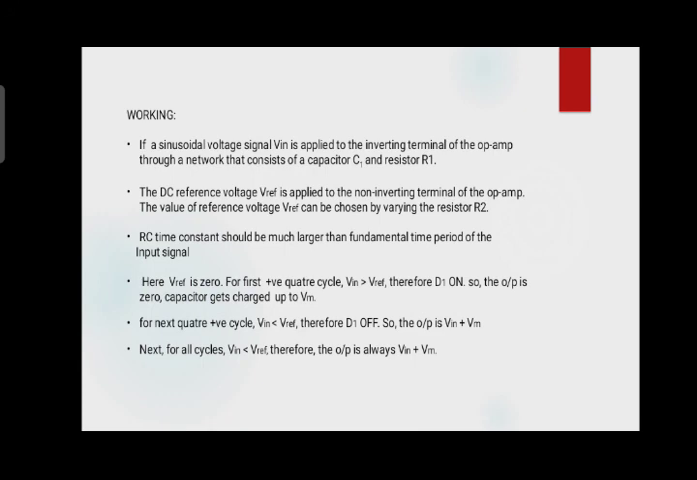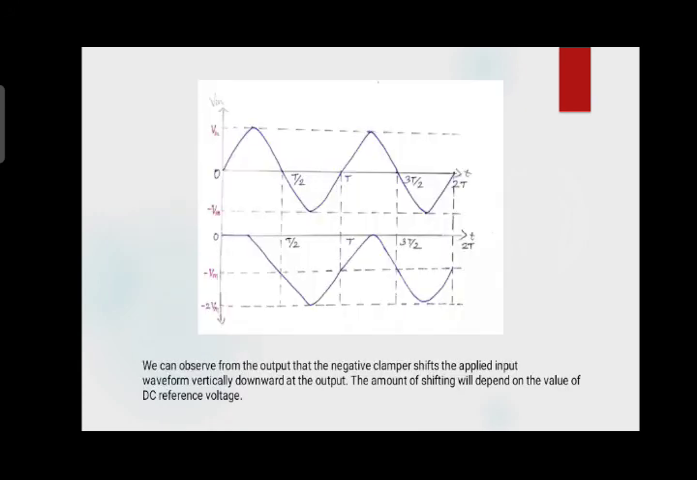For the next quadrature positive cycle, the Vin is less than the V reference. Therefore, the diode D1 becomes off. So the output is Vin plus Vm because the capacitor charged up to the value of Vm. Next, for all the cycles, the Vin is less than V reference. Therefore, the output is always Vin plus Vm. So the input signal is shifted vertically downwards to the applied negative or reference voltage.